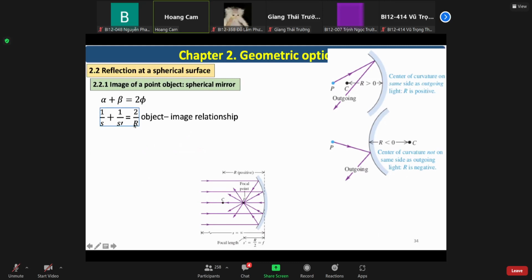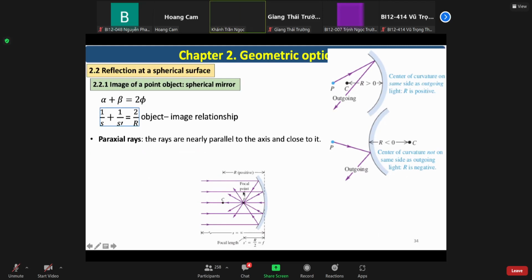You need to find the relationship between the image distance, the object distance, and the property of the optical device. Here it is the radius of curvature, or then we will have the concept of the focal length. We will tell you right now.